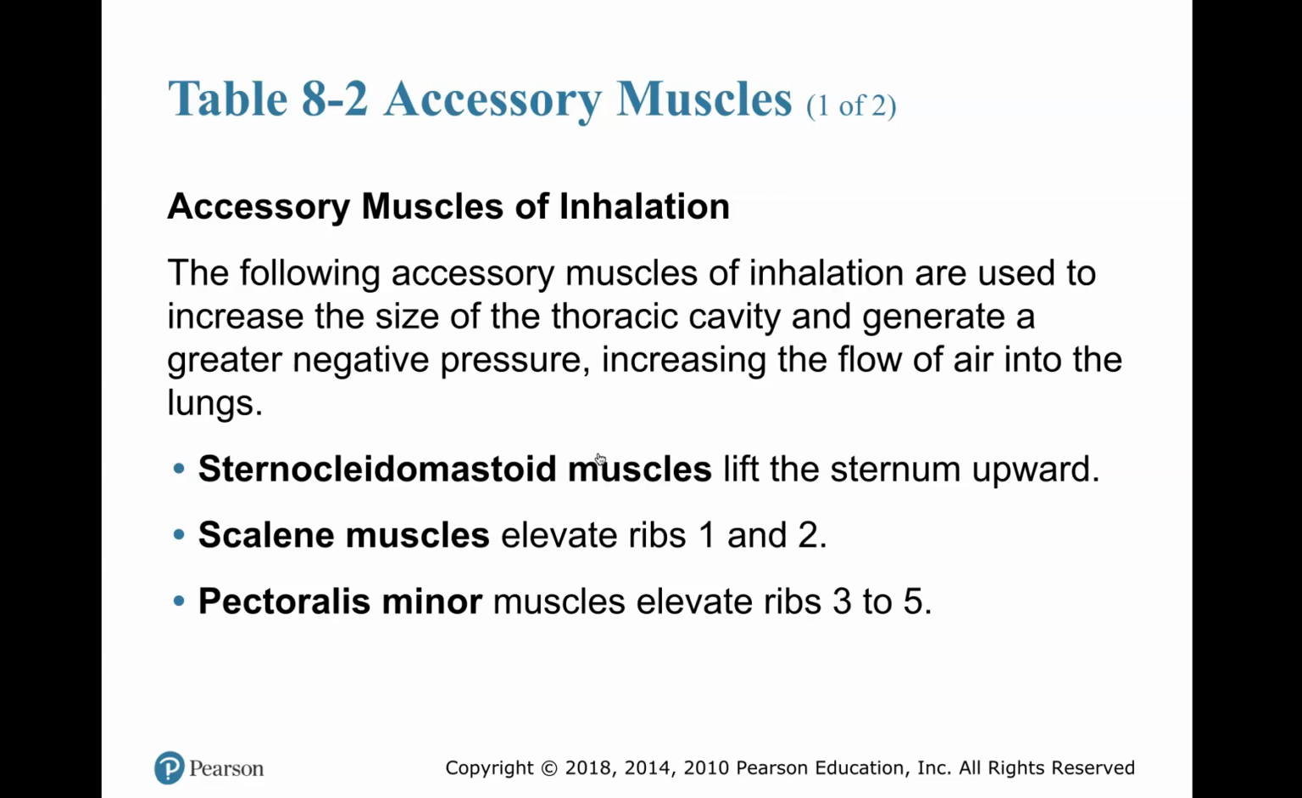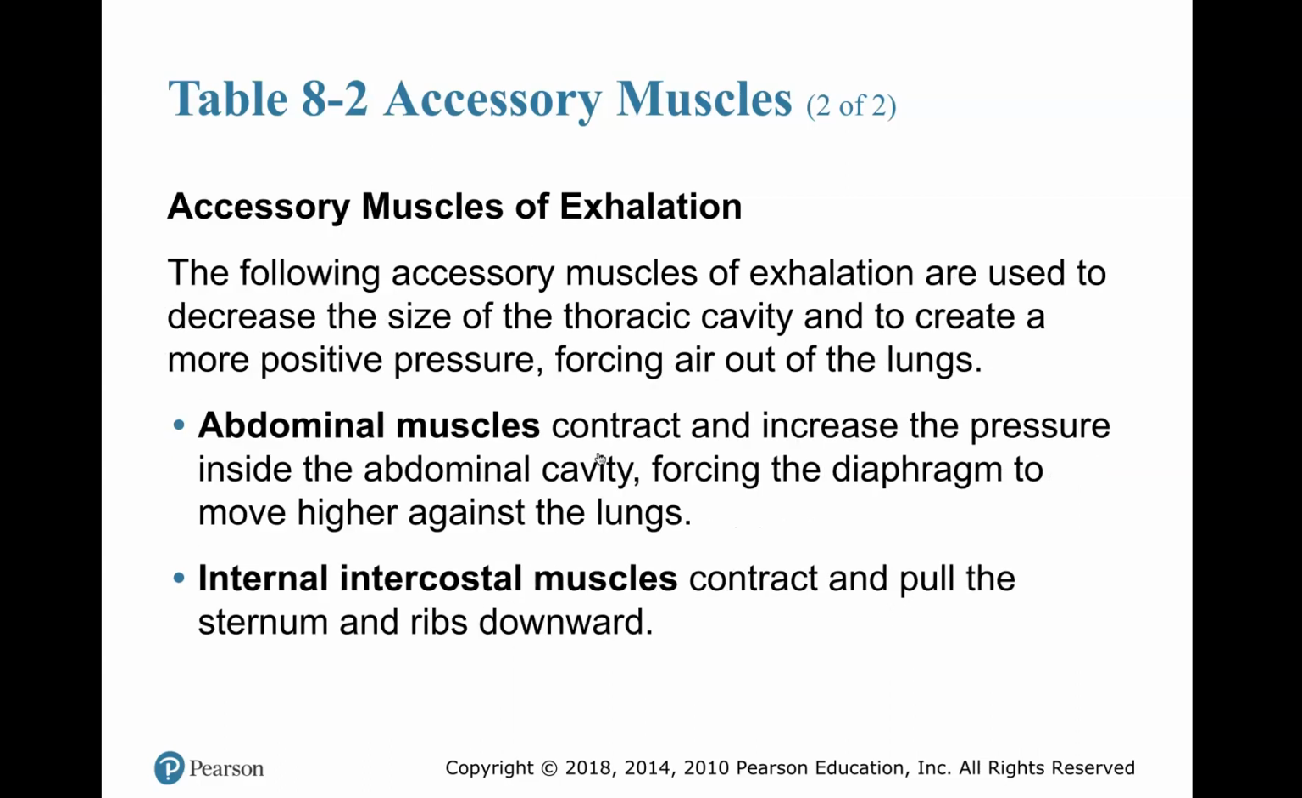Sternocleidomastoid muscles lift the sternum upward. Scalene muscles elevate ribs 1 and 2. And pectoralis minor muscles elevate ribs 3 to 5. The abdominal muscles, this is during exhalation. This was during inhalation, this is during exhalation. Abdominal muscles contract and increase the pressure inside the abdominal cavity, forcing the diaphragm to move higher against the lungs. Intercostal muscles contract and pull the sternum and ribs downward.